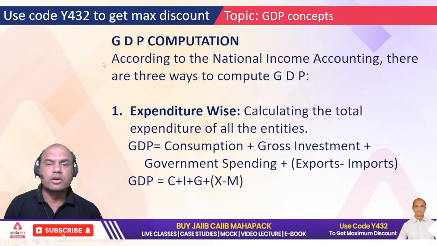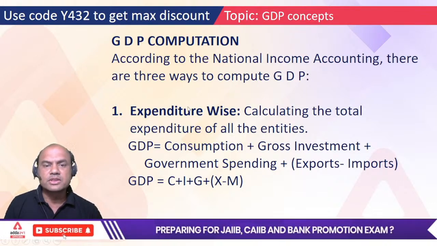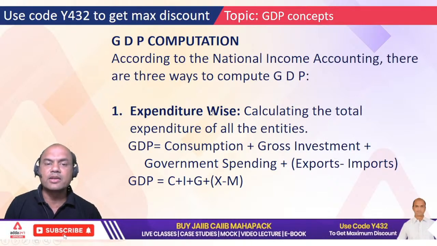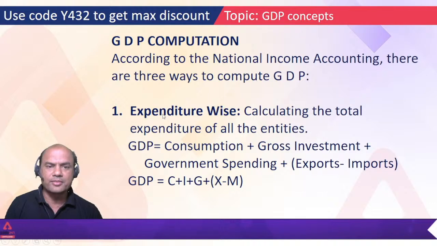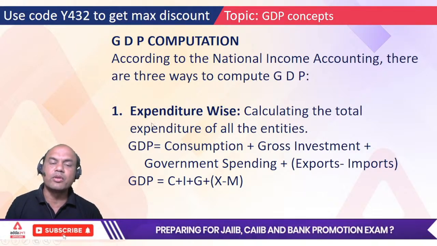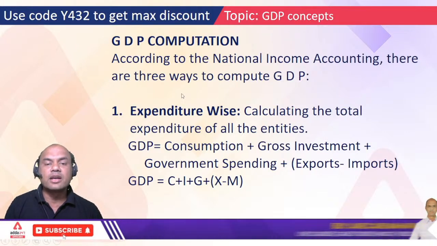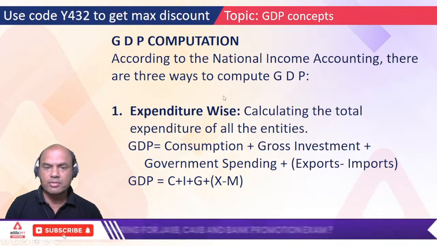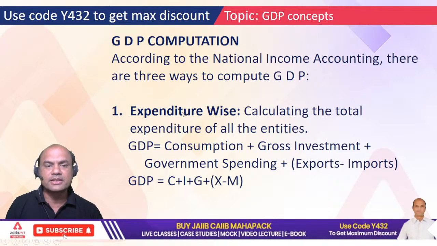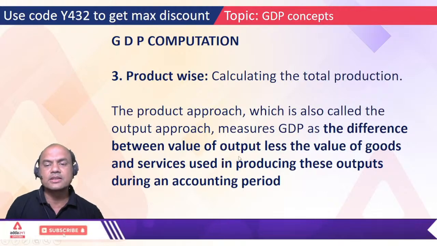According to National Income Accounting, there are 3 ways to compute the GDP. This question we regularly get in the exam. The names are required many a times. First is the expenditure method, which means whatever we spend. Here it is from the consumer side. Always remember, I'll tell you one by one. The 3 methods are expenditure wise, income wise and product wise.